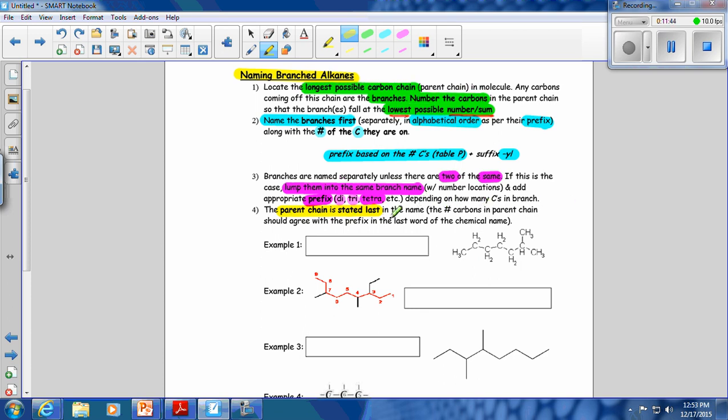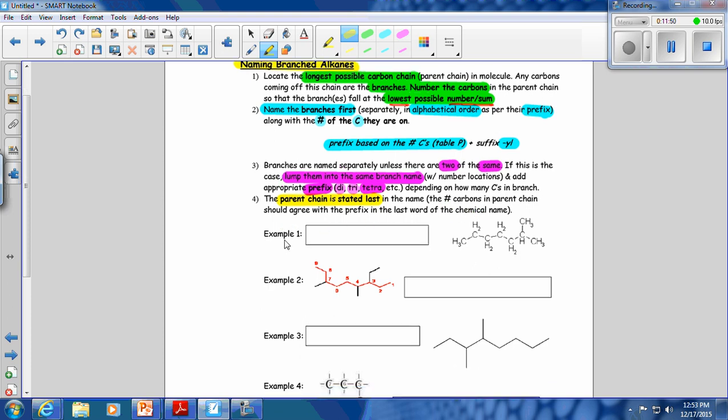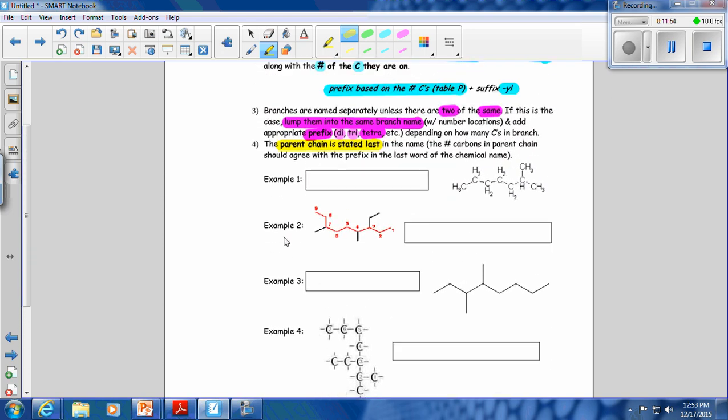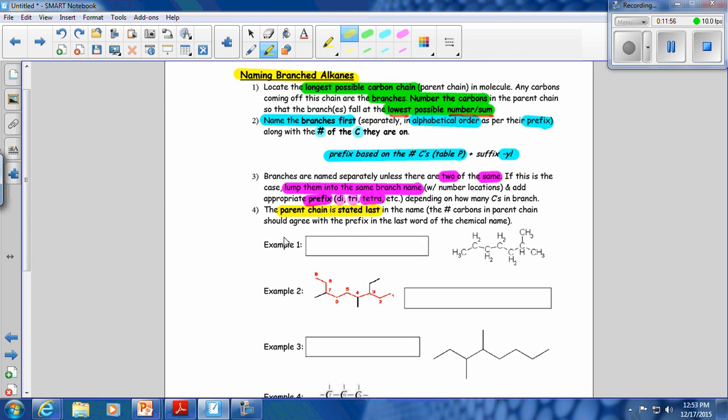So we've got a series of examples here, and I'd like to run through some of these. We'll probably do them all together here. All right, let's start with example number 1. Here's what we have. Let's go ahead and find our longest possible carbon chain. That's our first step. There it is.